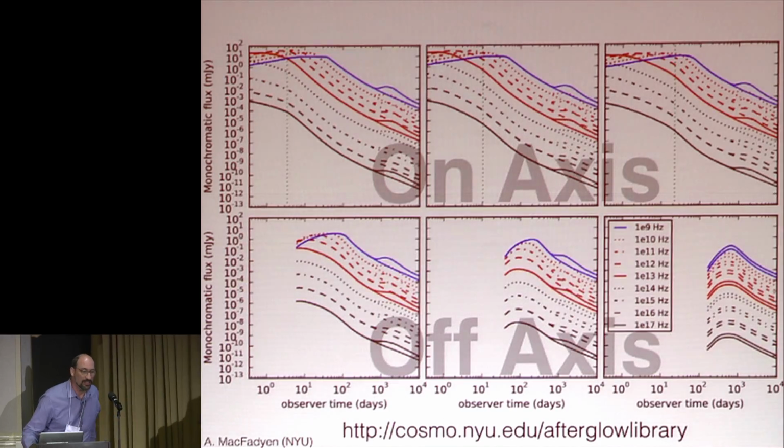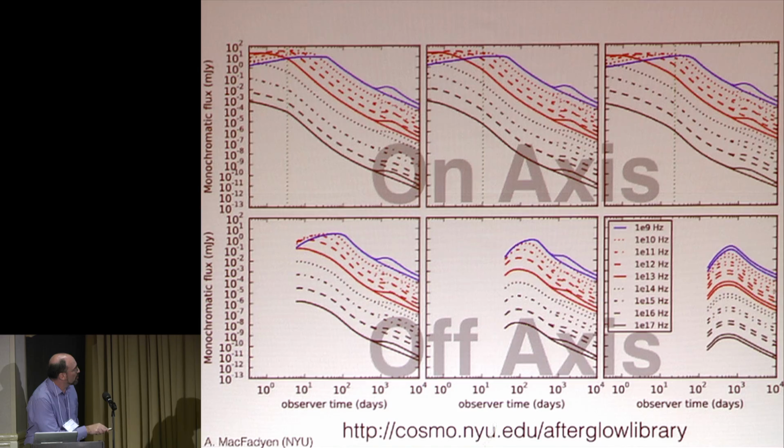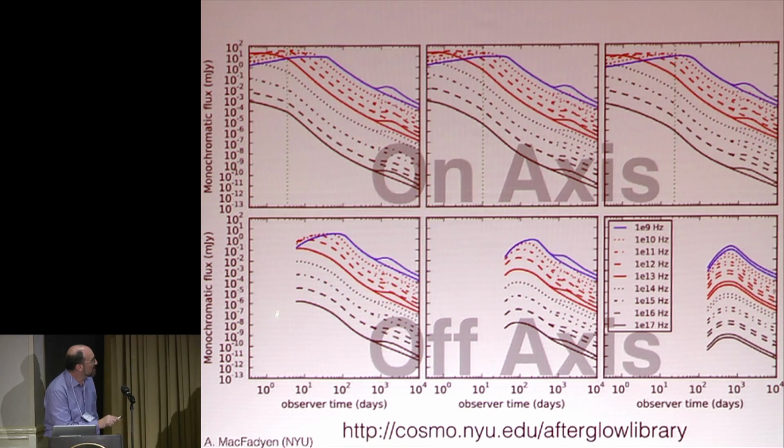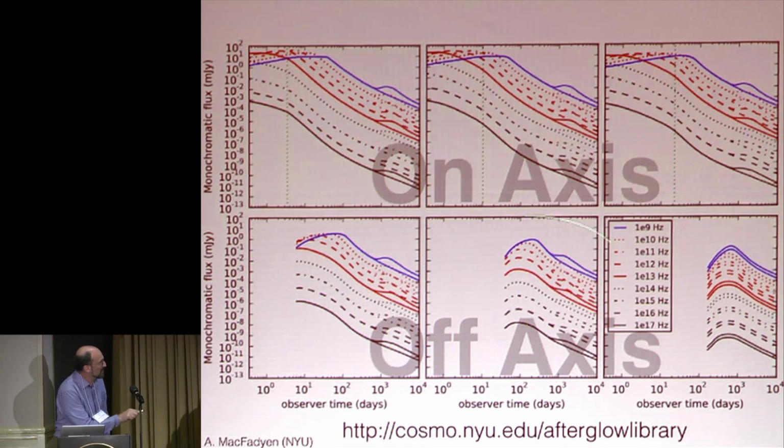And so this is what we did. We showed this a couple of years ago, and we found from the X-ray to the radio, we got these types of light curves. So even observers on axis see a diminished jet break that's pushed to later times. And off-axis observers see some very faint things that disturbingly have still not been convincingly detected.